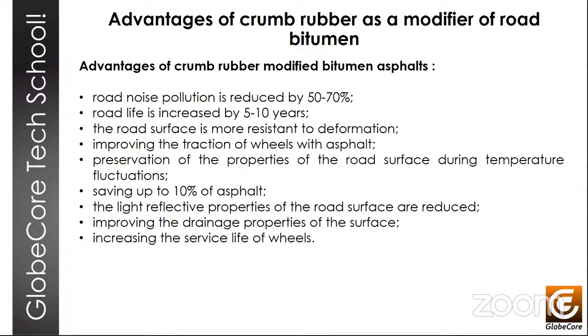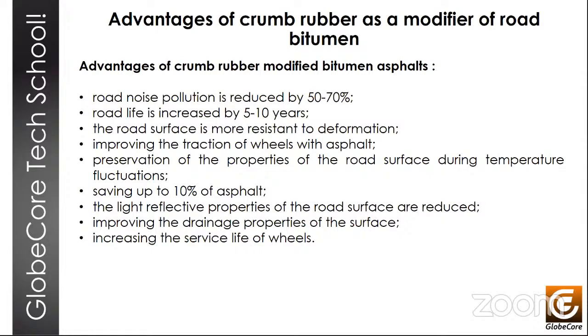The road surface is more resistant to deformation. Bitumen modified with crumb rubber adds elasticity to the road surface, and this results in a reduction of rutting of about 75%. Such modification improves the grip of wheels with asphalt. So on such roads, the number of vehicle accidents is reduced by as much as 50% because there is not much chance of skidding. And it also improves the grip properties in wet, rainy weather.